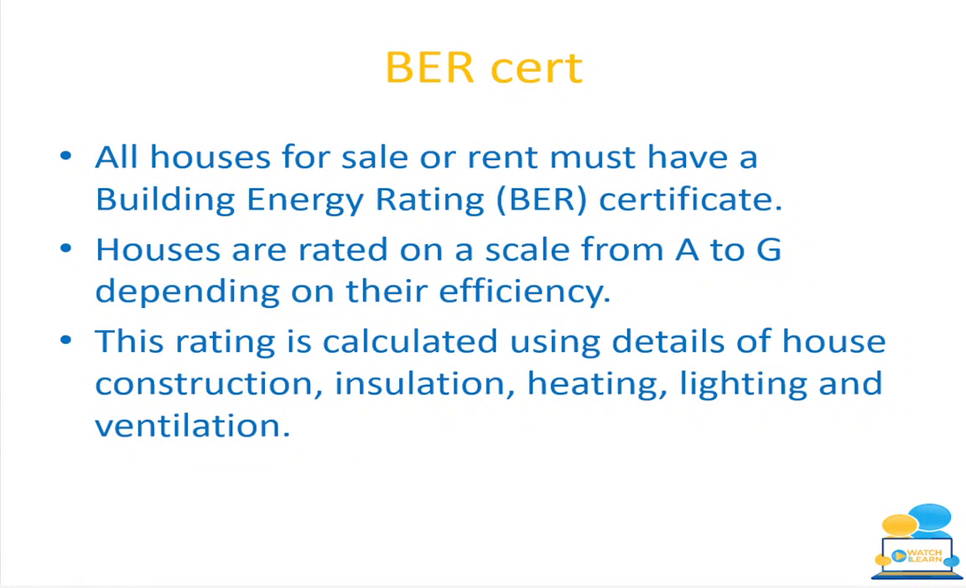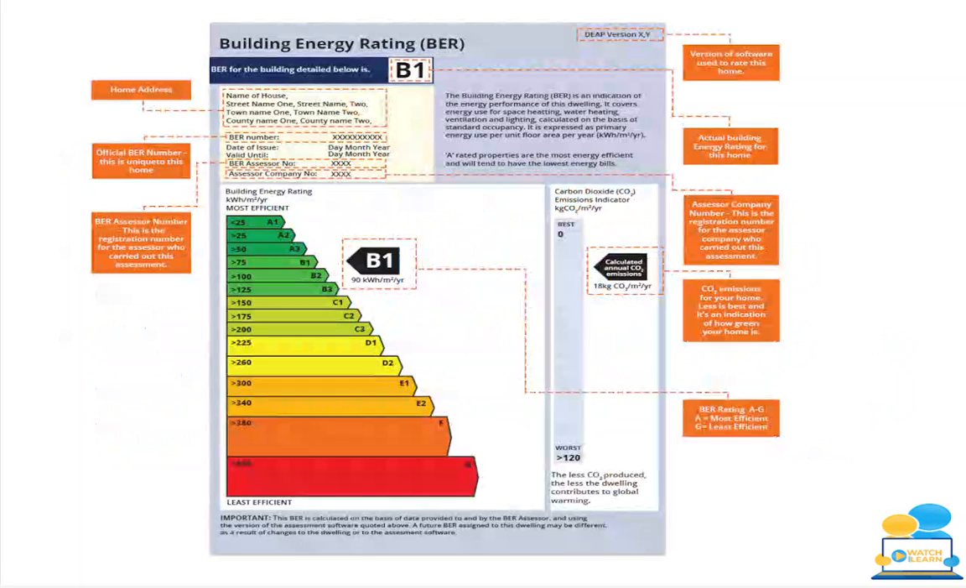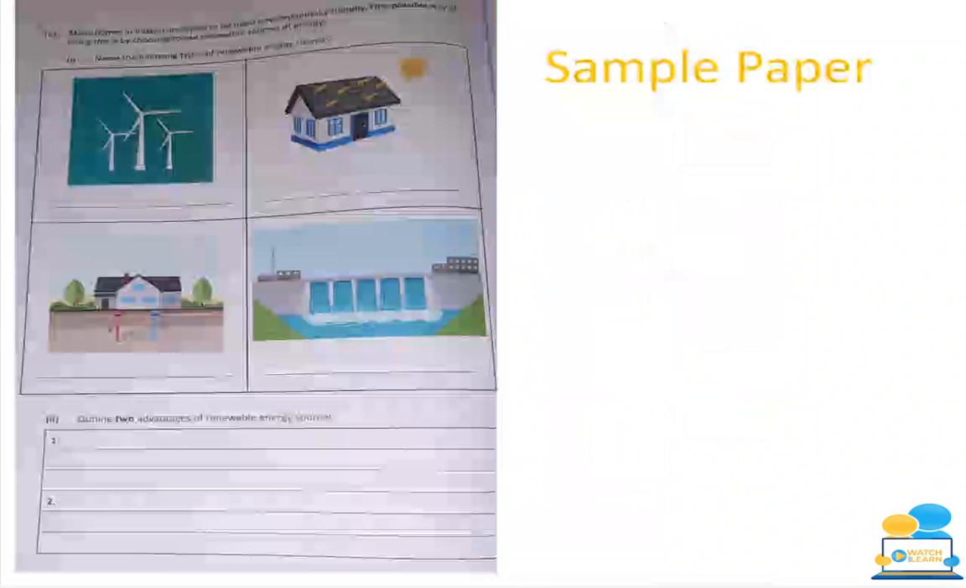So the rating is calculated by a person who comes out and looks at your house. They will look at how it was constructed, the insulation, the heating, the lighting and the ventilation, and whether you have solar panels or not. Basically they will complete this building energy rating certificate. So here is a sample of what a BER looks like. All you need to be able to do is explain what it looks like and what it is about.